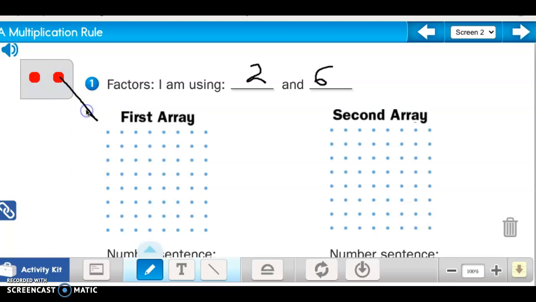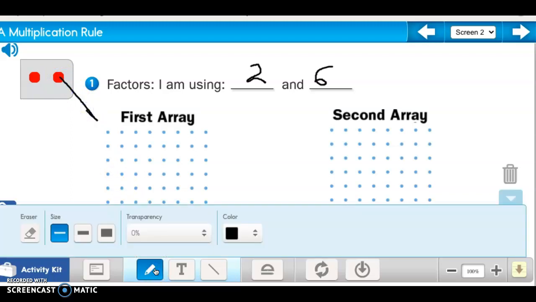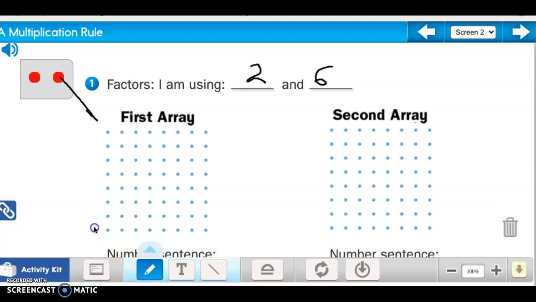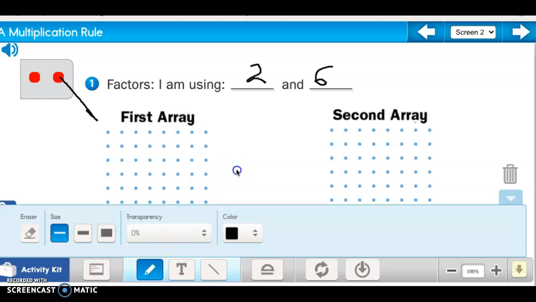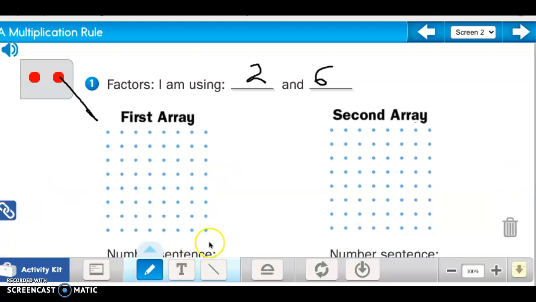Whoops, sorry, I need to take this off. I don't want to be writing on it. So I need to get that off. I'm not writing anymore. So let's see if this will work now. Yep, there we go.